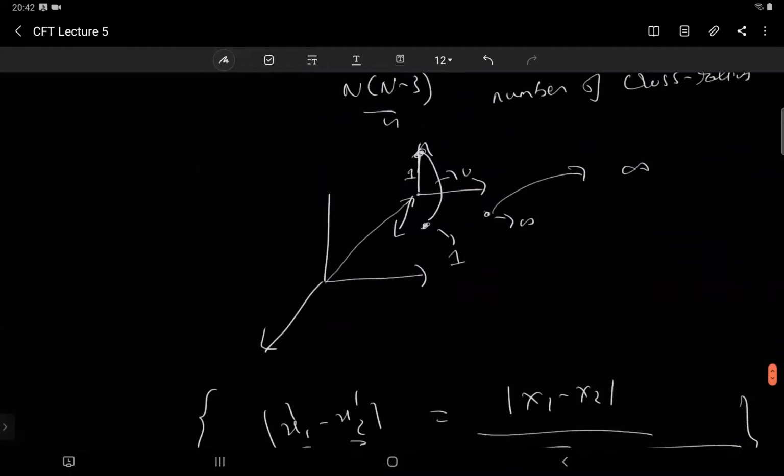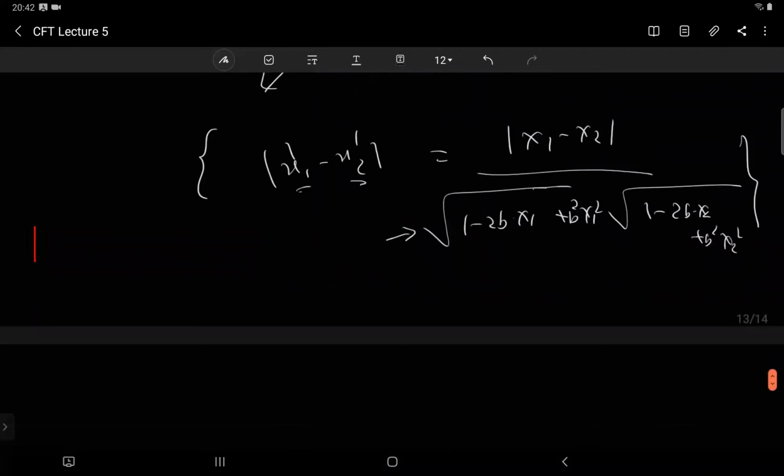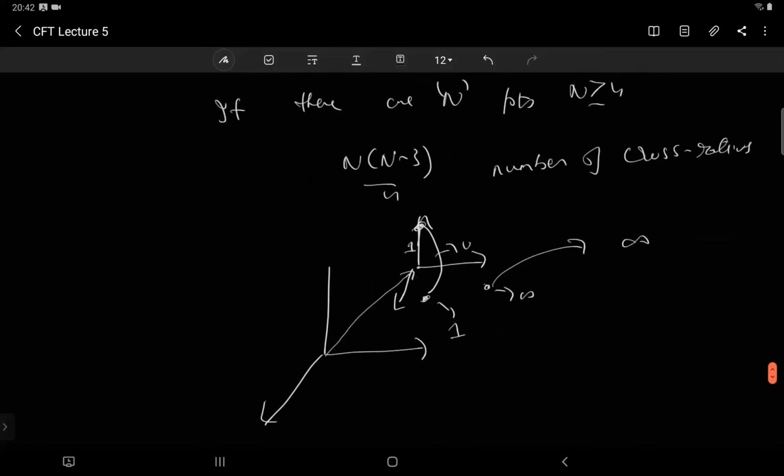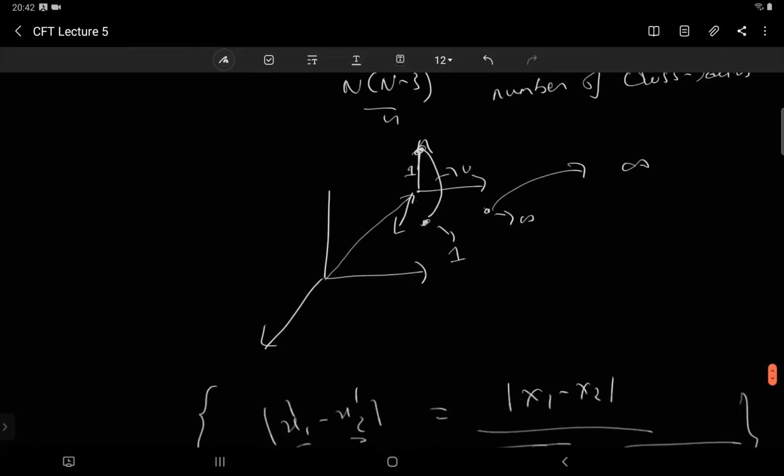Sir, here these 3 points can be mapped to 0, 1 and infinity. What was the point you were trying to make there? I'm just stating it as a fact. I will use this later when I talk about quantum theory. Right now I'm just stating it as a fact that using conformal transformations, I can map any 3 points; I can fix the value of 3 points.